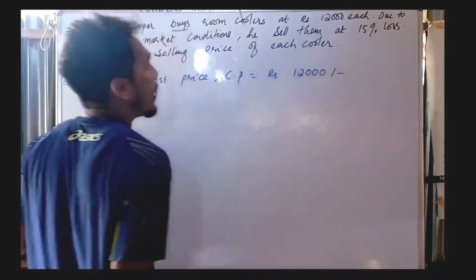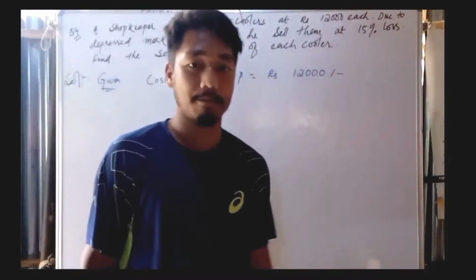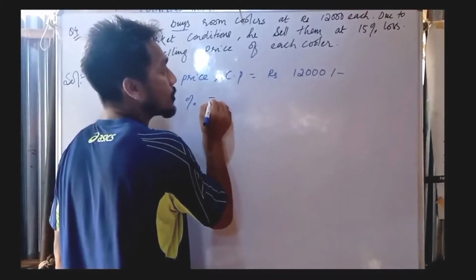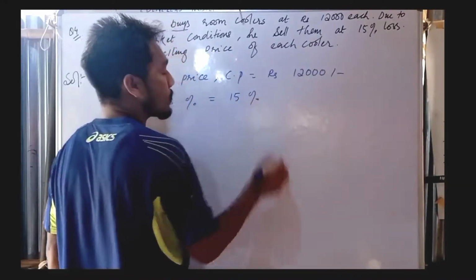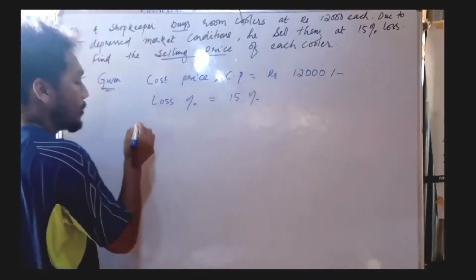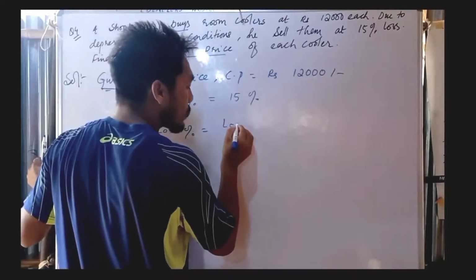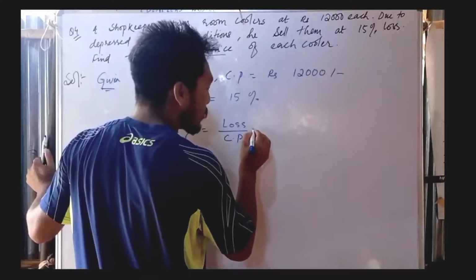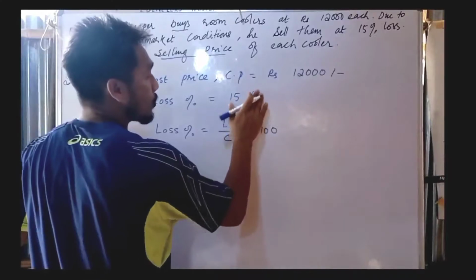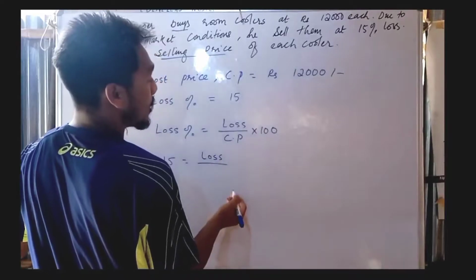Now due to the depressed market condition, he sells them with the loss portion. The loss portion is 15%. From this you have to find out SP, the selling price. So we know the loss portion is equal to loss divided by CP into 100. So loss is what we don't know, but CP we know.